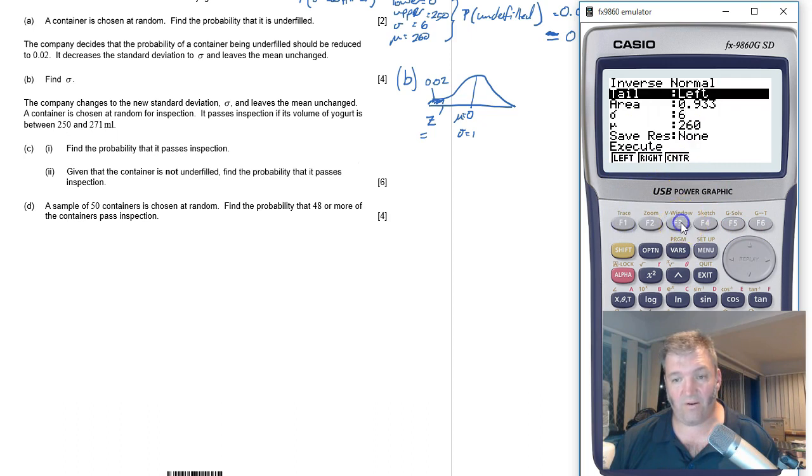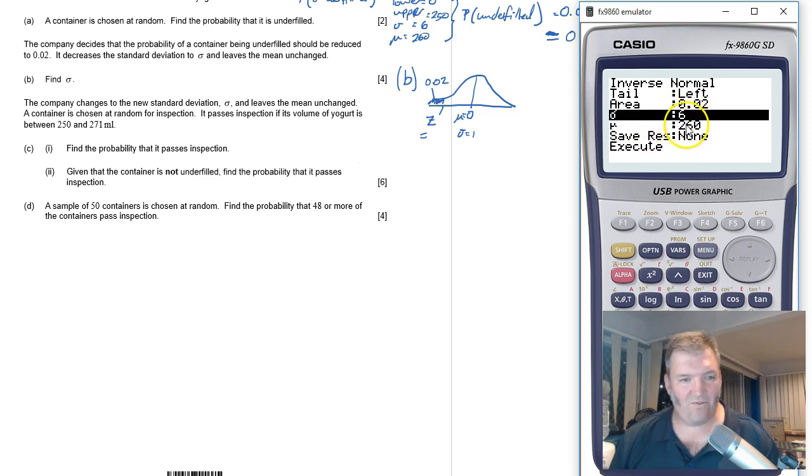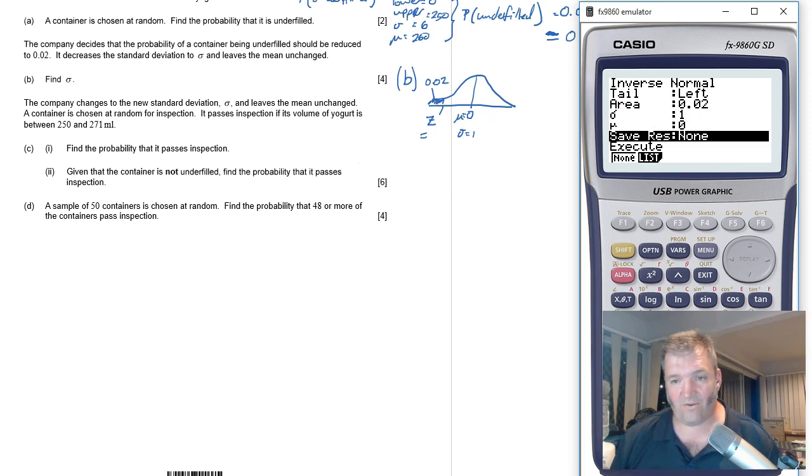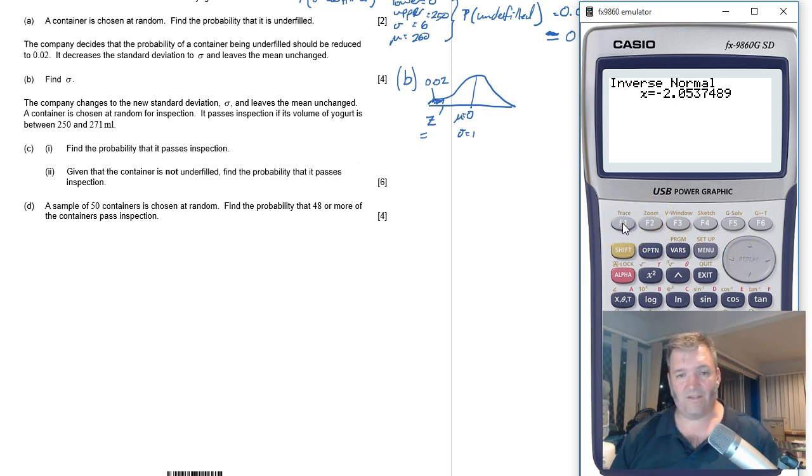This time I know the area I want. The tail is to the left. The area is a mere 0.02. I could do it with this, but the standard deviation is changing, so we can't do that. We're going to have to find out what that number should be by just using a standard deviation of 1 and a mean of 0. So our standard normal distribution, our z-scores, we go ahead and calculate, and that's a z-score that's 2.0537 standard deviations below the mean.